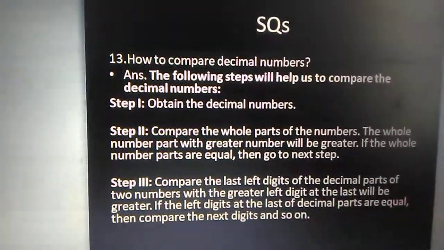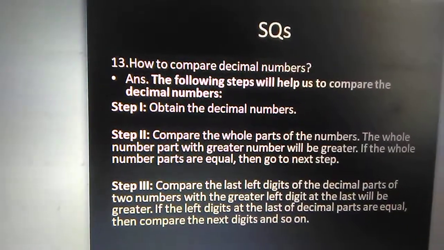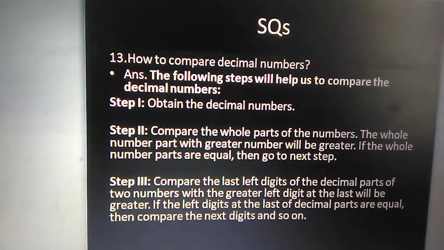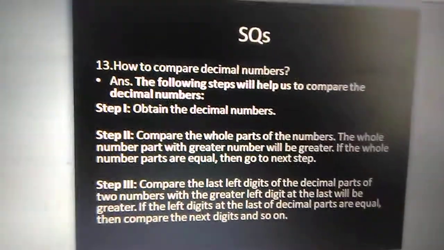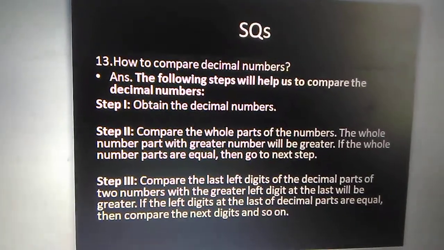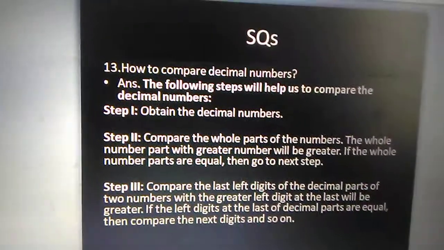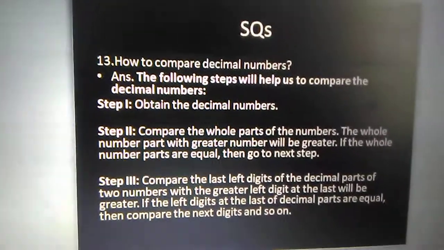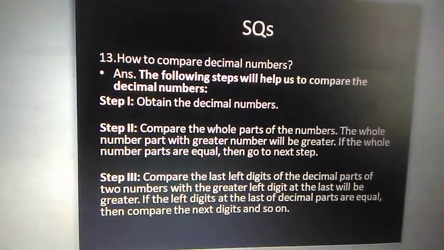Second step, we'll compare the whole part. The decimal number whose whole part is greater will be greater. If the whole parts are equal, then go for the next step. If the whole part is equal, then we'll go for the comparison of the decimal part.